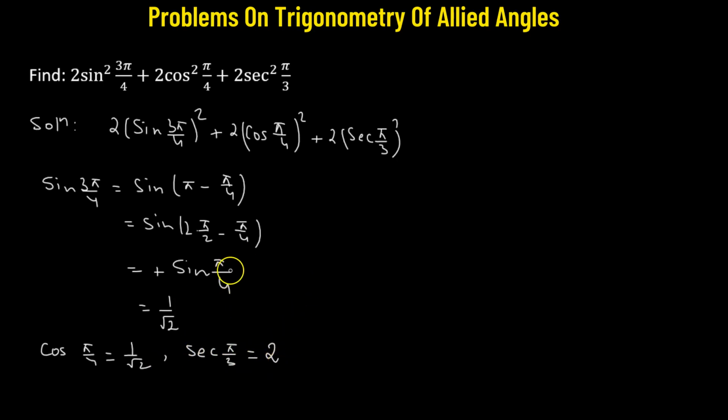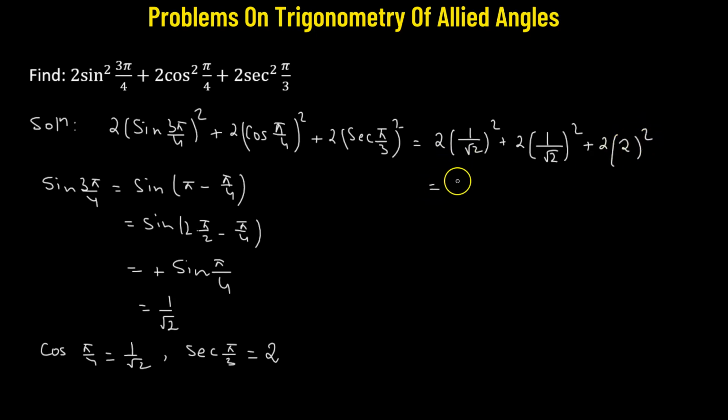Now that we have all the three trigonometric ratios, let's substitute this back into our equation. So we have 2 times sine 3 pi over 4, so that's 1 over square root of 2 whole squared, added to 2 times cosine pi over 4, so that's also 1 over square root of 2 whole squared, plus 2 times secant of pi over 3, so that's 2 squared. This is going to give us, so this value is 1. The second term is going to be 1 as well. Then we have 2 squared, that's 4. 4 times 2 is 8. So our final value is going to be equal to 10. So the value of this particular trigonometric expression is 10.